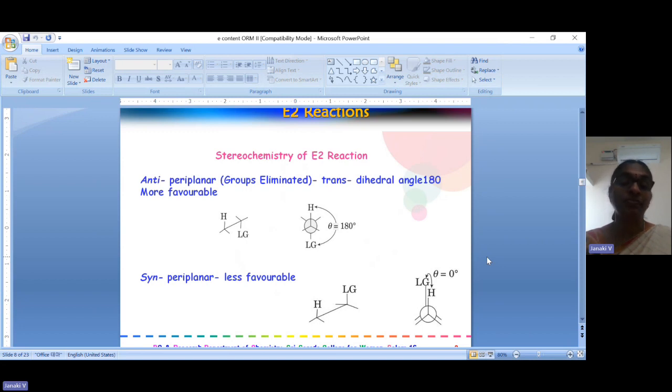of 180 degrees. Suppose it is syn periplanar: in the case of the Sawhorse projection, the hydrogen and the leaving group are cis to one another, and this is less favorable. And similarly, in the case of the Newman projection, the hydrogen and the leaving group have only a dihedral angle of 0 degrees. The condition is not satisfied. The groups have to be anti-periplanar, in the trans conformation, with a dihedral angle of 180 degrees, which is more favorable for the elimination to occur. In the case of syn periplanar, it is only less favorable.